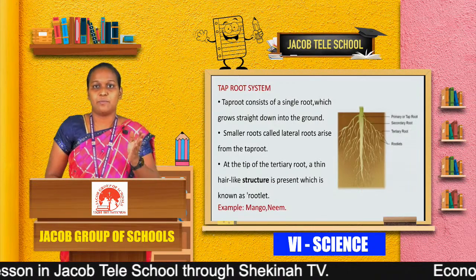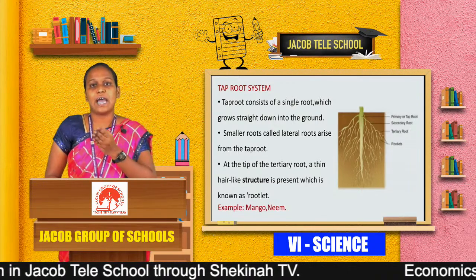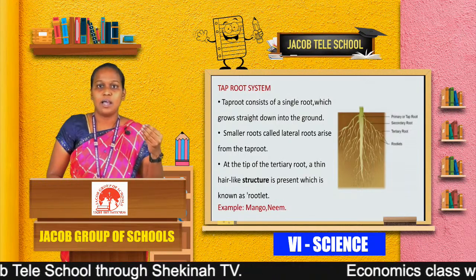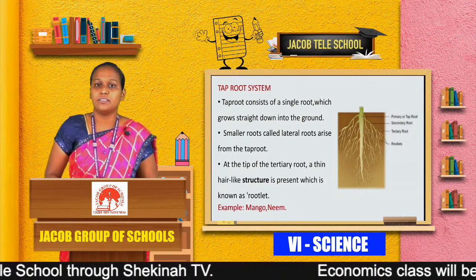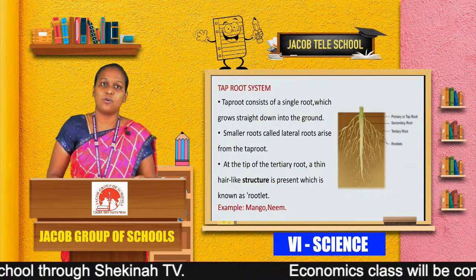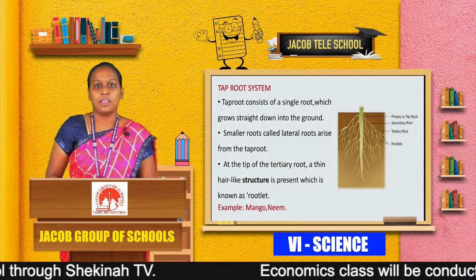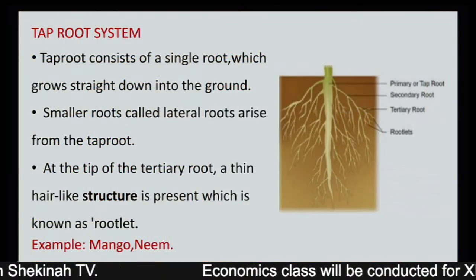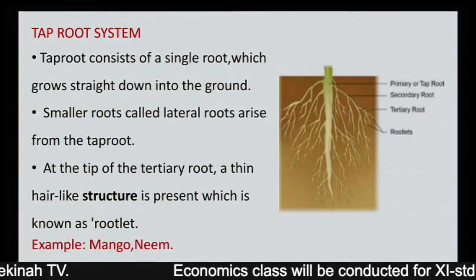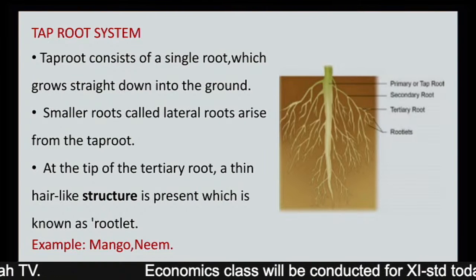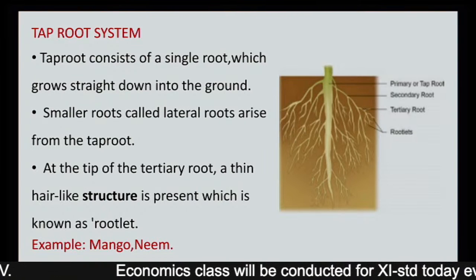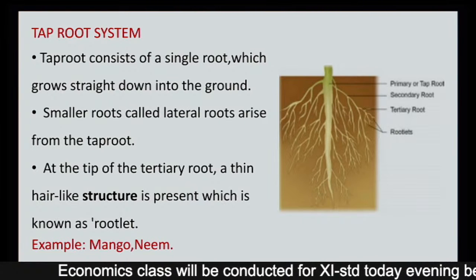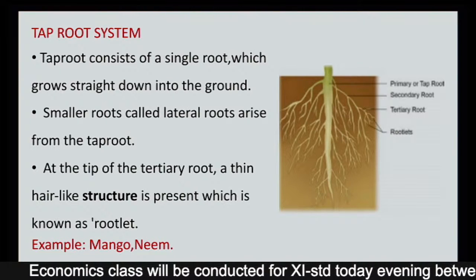From the primary root, smaller roots arise. These roots are called lateral roots, otherwise called secondary roots. From the secondary roots, very small roots arise. Those roots are called tertiary roots. At the tip of the tertiary roots, a thin hair-like structure is present. They are called rootlets.